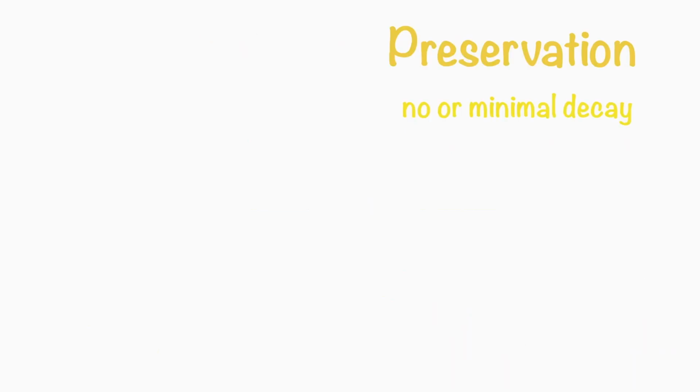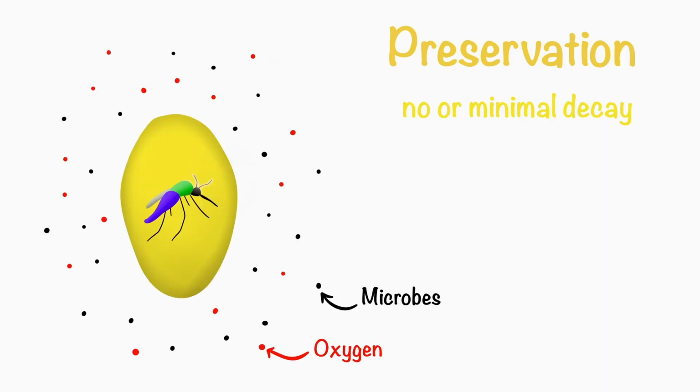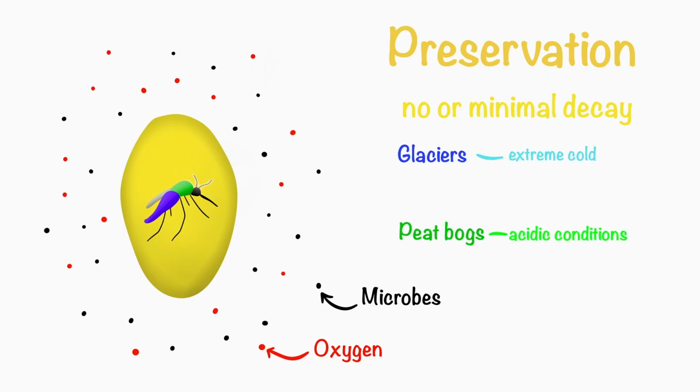The third way fossils form is through preservation in environments where decay doesn't occur. In certain special places, organisms can be preserved almost intact. For example, in amber, fossilized tree resin, insects and small creatures can be trapped and preserved with remarkable detail. The resin prevents oxygen and decay microbes from reaching the organism. Similarly, in glaciers, the extreme cold stops decay microbes from working.